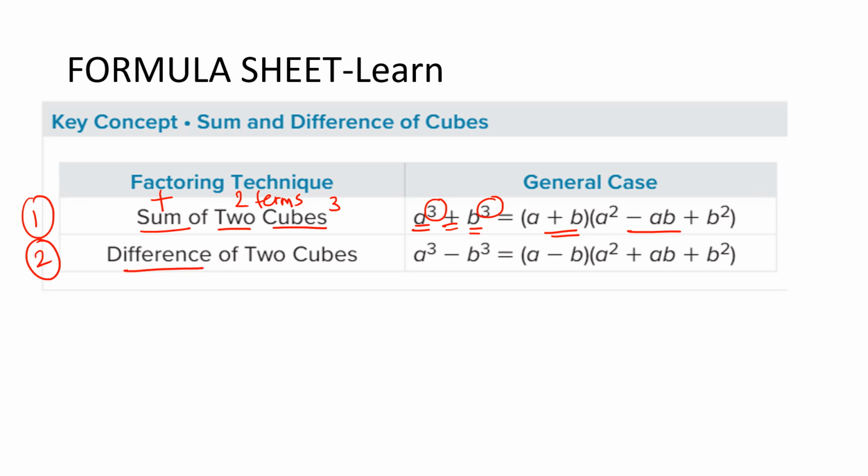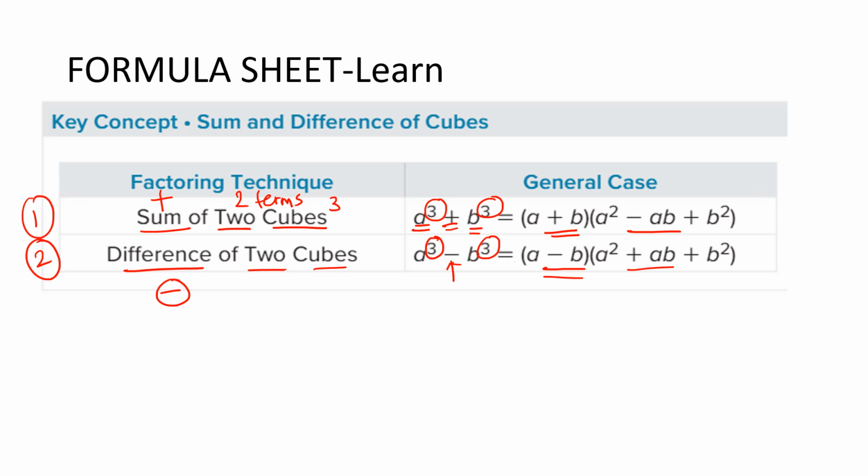Next is difference of two cubes. Difference means subtraction, of two means two terms, and cubes means power 3. The only difference here is that for the two terms with power 3, there is now a negative sign. So if it is negative, meaning difference, you will have a negative in the first bracket, a minus b, and for the middle term plus ab, it will be a positive sign. So this is how you remember. If you learn one of the identities, the other one becomes so easy for you.